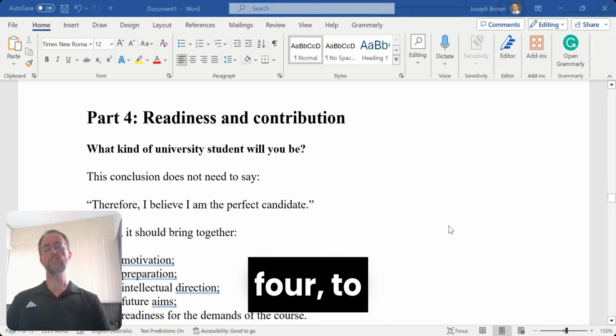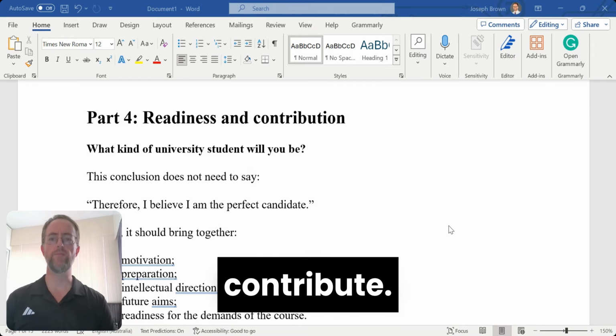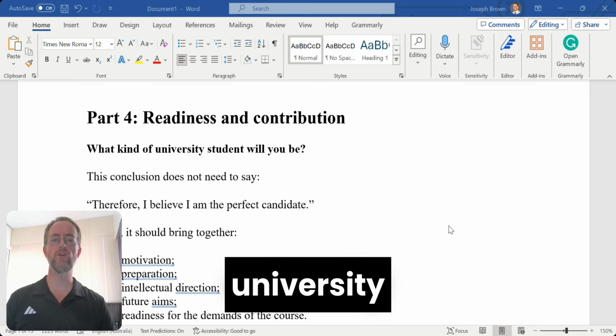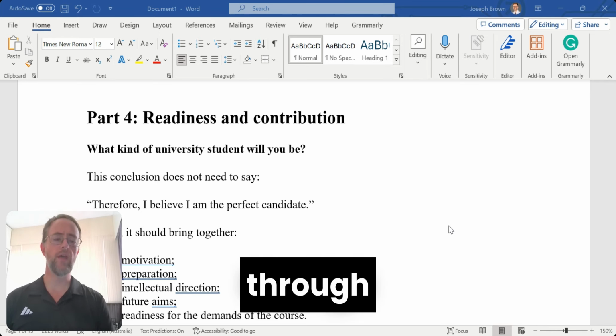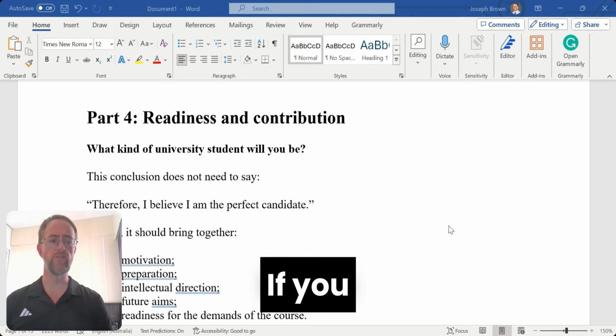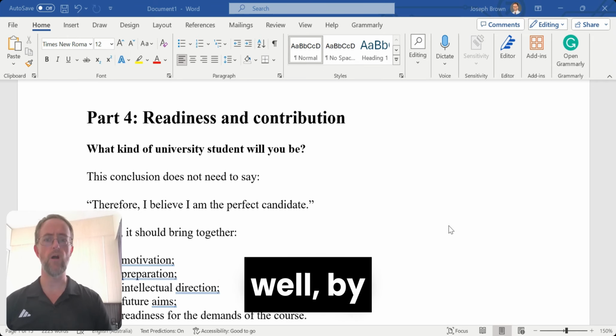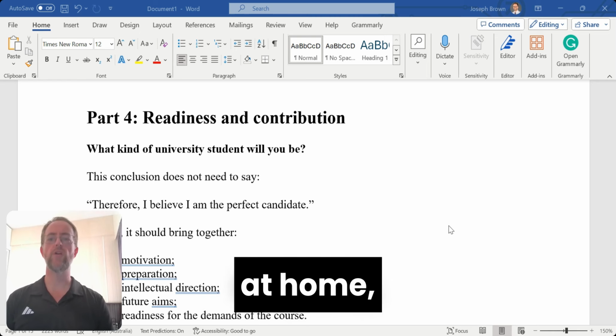And part four, to bring things home, you've got to show that you're ready to contribute. Okay, so your readiness and contribution. So, what kind of university student will you be? Hopefully, this is coming through in parts 1, 2, and 3. If you've framed it right, if you've done the background work and you've thought about it really well, by the time you get to part 4, we should be driving it home, maybe bringing in a bit more of that feeling.